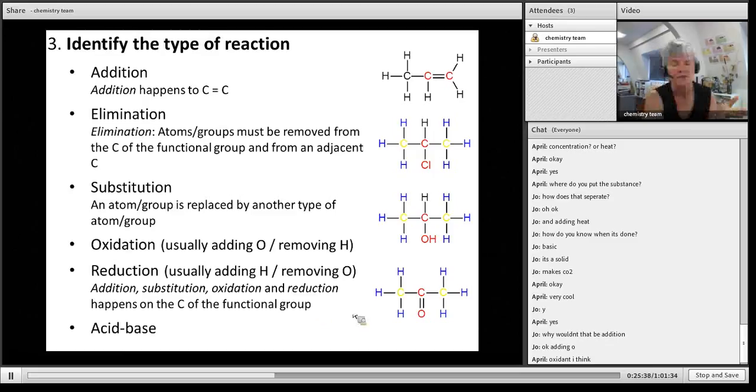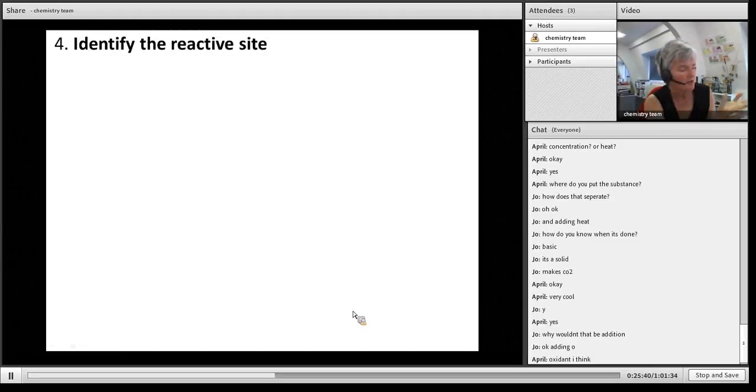Okay, so a very quick recap of the different tips. Organic reactions are slow, so they need heating. That means they need special glassware. Okay, and working up and so on, so you need to know that type of glassware. You need to know the type of reaction. And then the fourth one is identifying the reactive site.